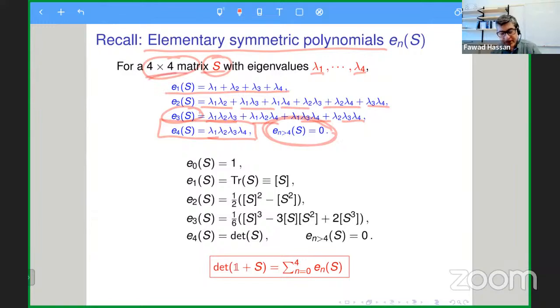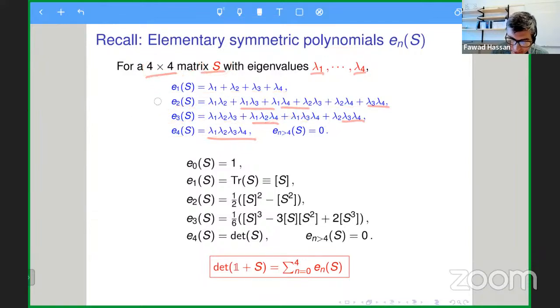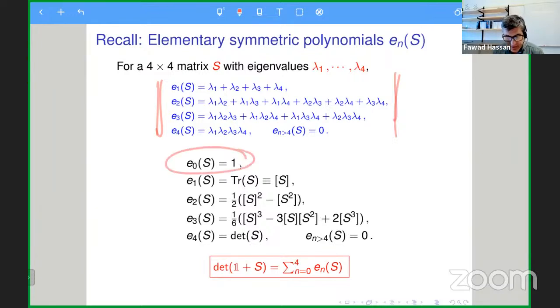If you go to higher matrices, 10x10 or 15x15 matrices, then there the higher elementary symmetric polynomials also will be non-zero. Okay, so this is very simple. This was of course known to Newton, or maybe at least to Newton. So we have the elementary symmetric polynomials in terms of eigenvalues. Now these elementary symmetric polynomials can also be written in terms of the matrix itself. So E0 is 1 by definition.